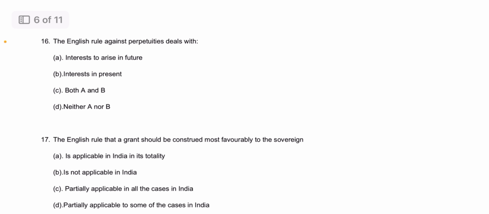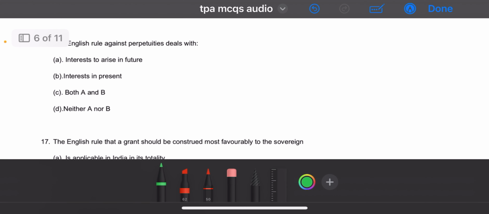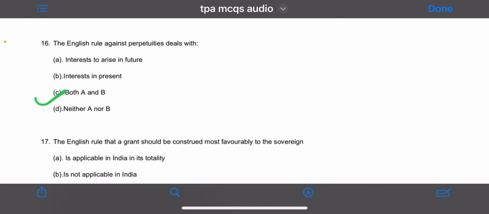16th question is, the English rule against perpetuities deals with A, interest to arise in future. B, interest in present. C, both A and B. D, neither A nor B. So the answer is C, both A and B.